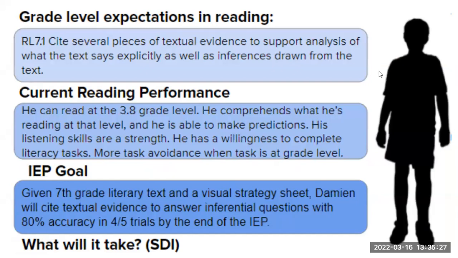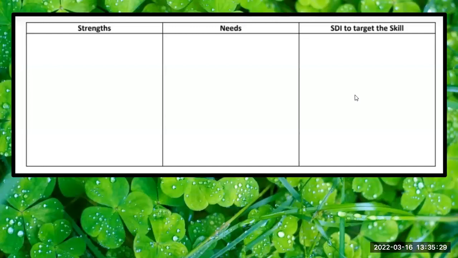So the next step that we want to ask teachers to do is we want them to use that info that we just looked at and pull out what some of Damien's strengths were and some of his needs, and then think about what methods and strategies they would use to teach that skill. And that again is to really prompt them to use verbs. SDI is an action, it's instruction, it's a verb. So that will prompt them to start thinking about that. What are the strategies and methodologies that I would use to teach that skill for Damien?